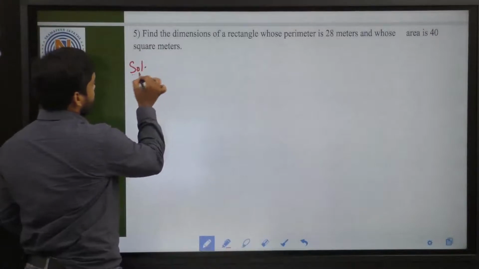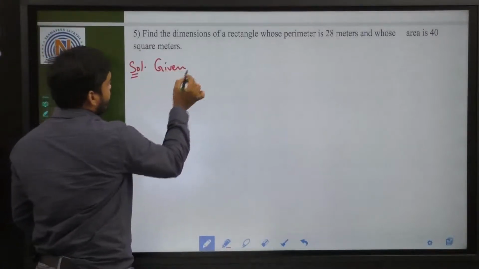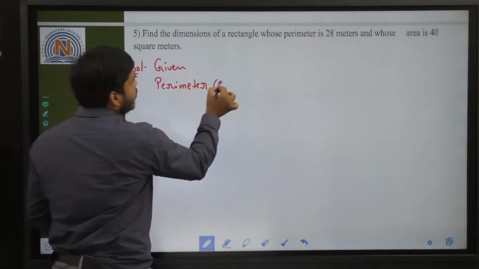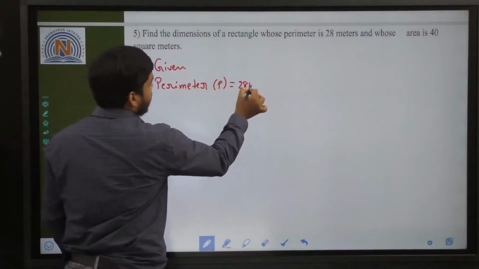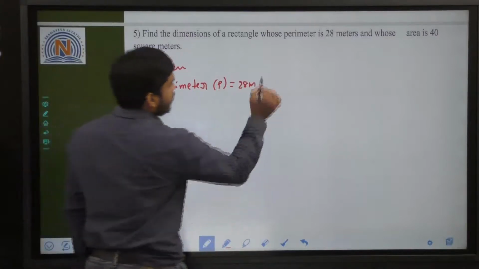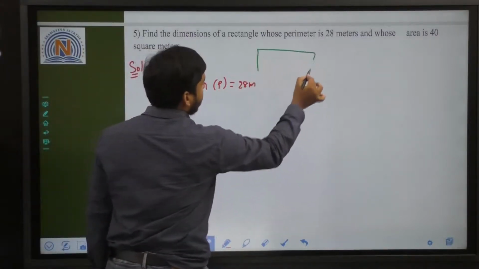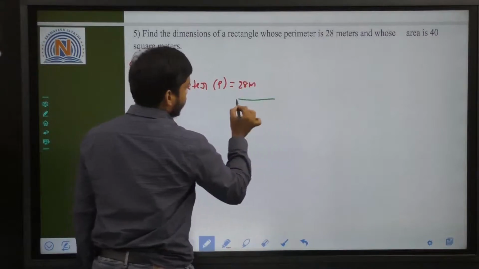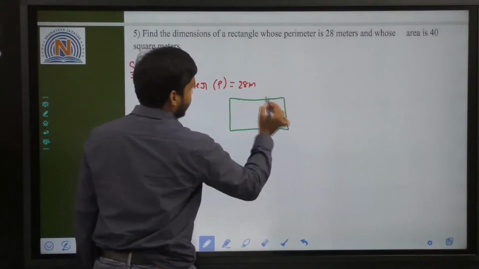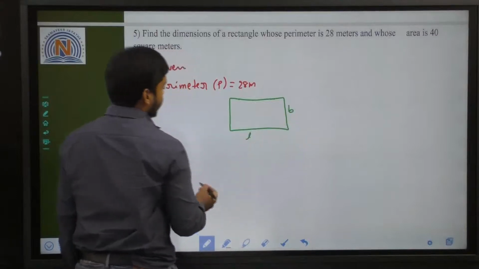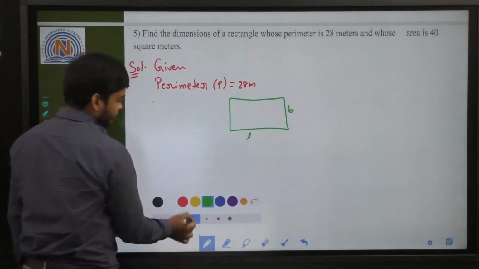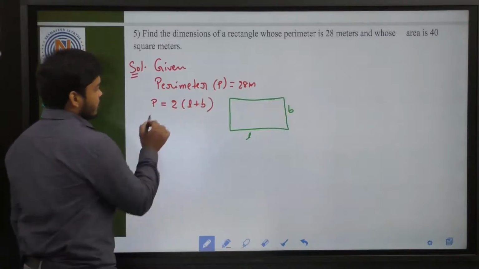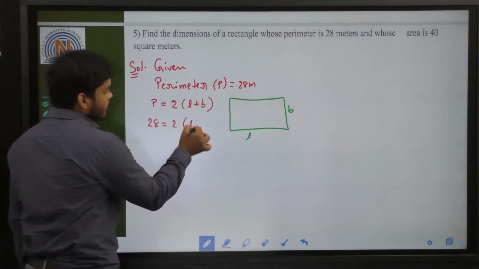See here children, a solution. So what is given? Perimeter of the rectangle is given. How much? Perimeter is equal to 28 meters. See here children, if a rectangle has breadth and length, then perimeter is equal to 2 into L plus B. So 28 is equal to 2 into L plus B.